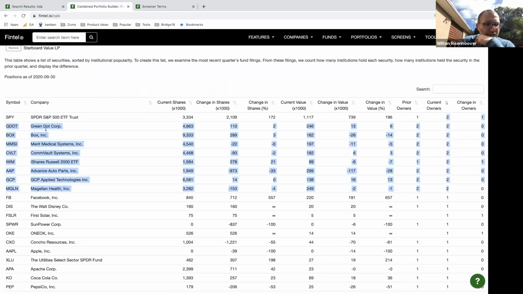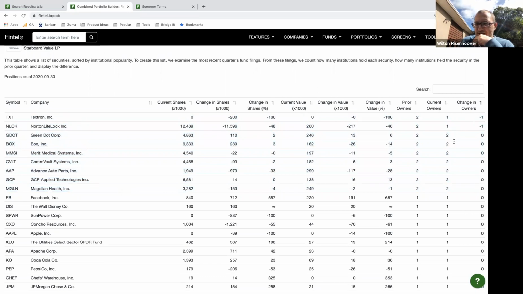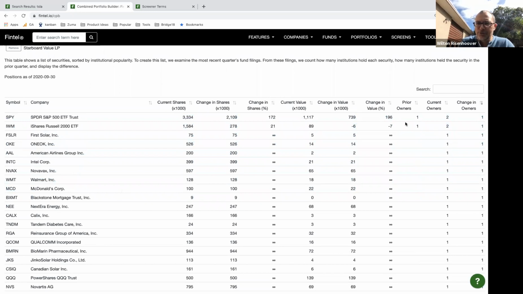these securities are both owned by those funds. So Green Dot, Box, Merit Medical Systems. That's kind of interesting. I can also see by change in owners that of those two, these two were owned by one fund prior, and now they're owned by two. So seeing who's accumulating is interesting here.